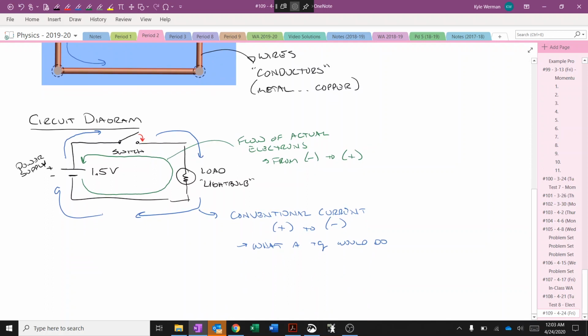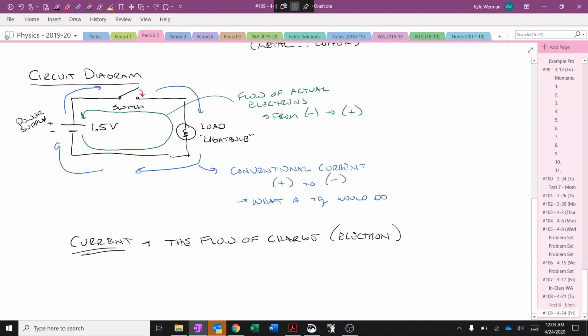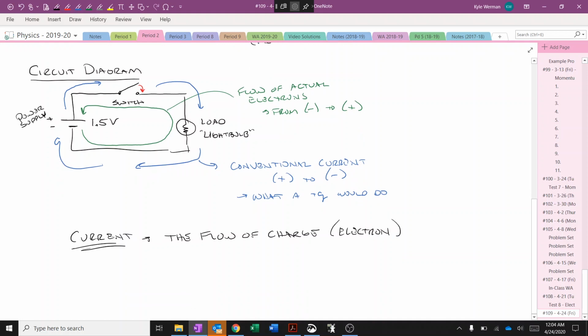But once they're moving, we now have what we call current. Current is the flow of charge. And by charge, I really just mean electrons, because those are the things that can actually move. You're not really moving protons or the atoms. You're moving the electrons around because we have a conducting material, that copper.